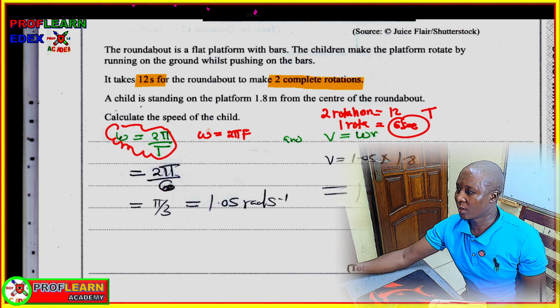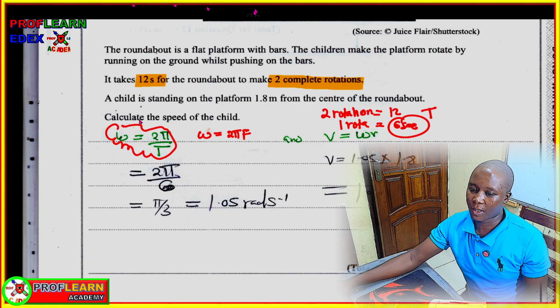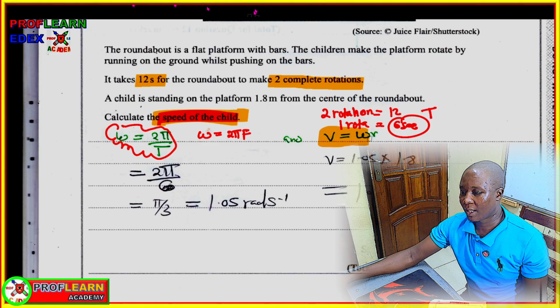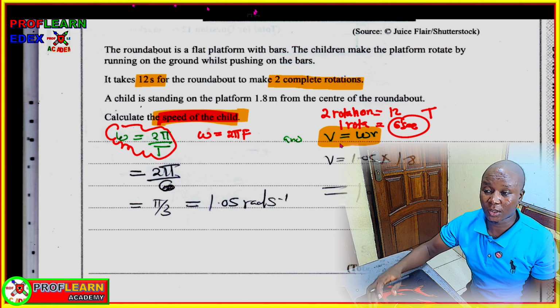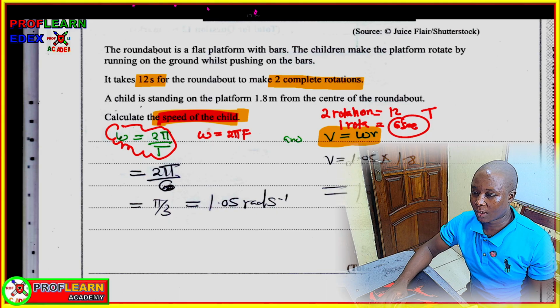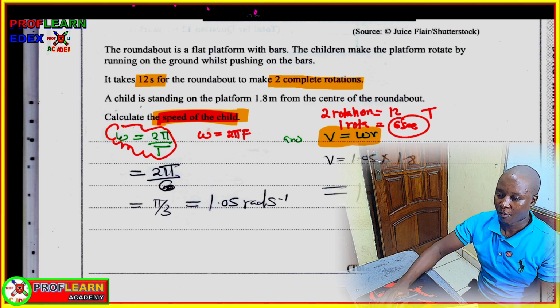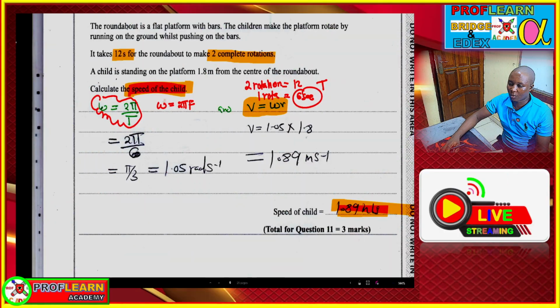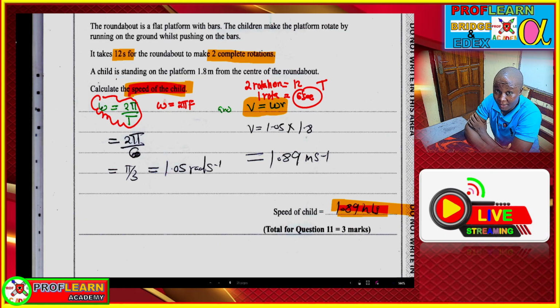Now, once you have gotten angular velocity, because we are being asked the linear speed, we are going to use the relation here. Linear speed is equal to angular velocity times the radius. So in that case, it will be 1.05 times 1.8, and the final answer translates to that particular part. So that is what you are expected to do in this particular question. And I think I need to move this so that you can see all the steps that I've tried to explain at this given point.